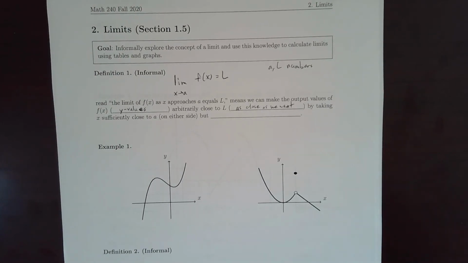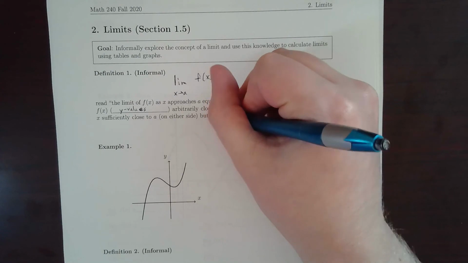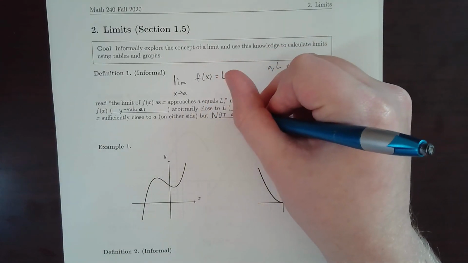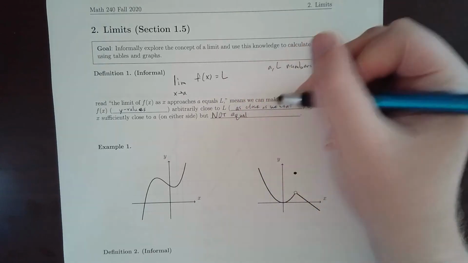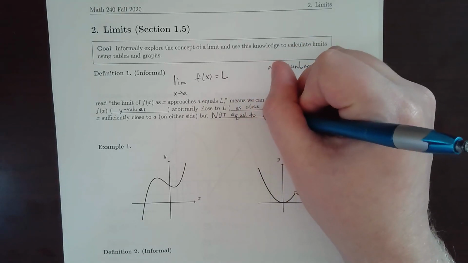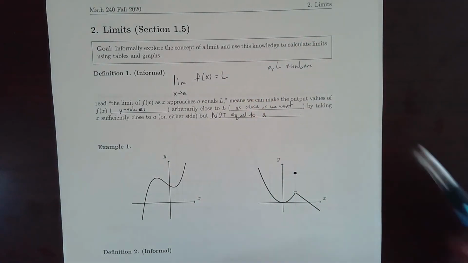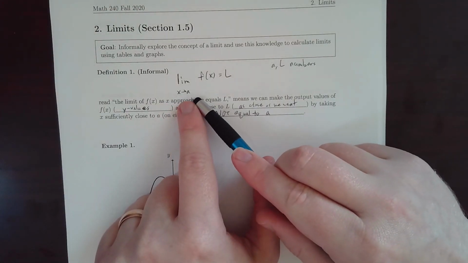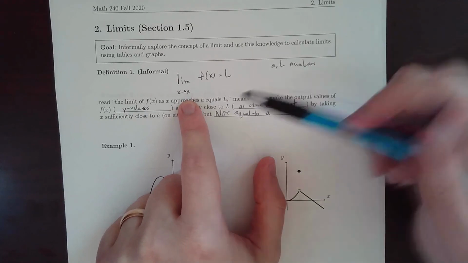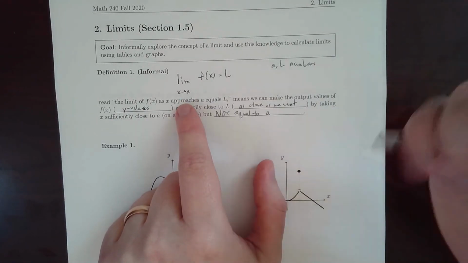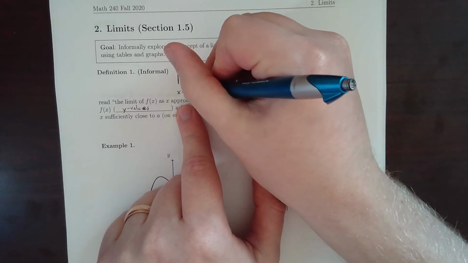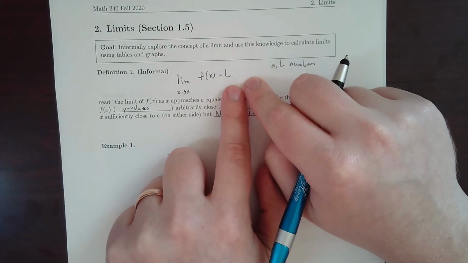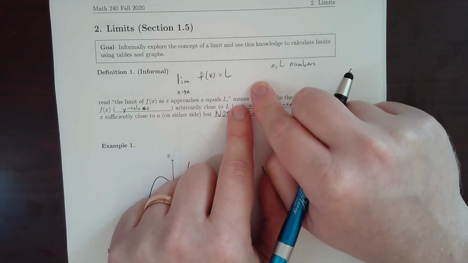However, we're not actually looking at values that are equal to a. So basically we've got this function, we're trying to get x as close to a as possible without just plugging it in, and when we look at those values, it looks as though the values of the function are getting close to L, both when we come from the left and when we come from the right.